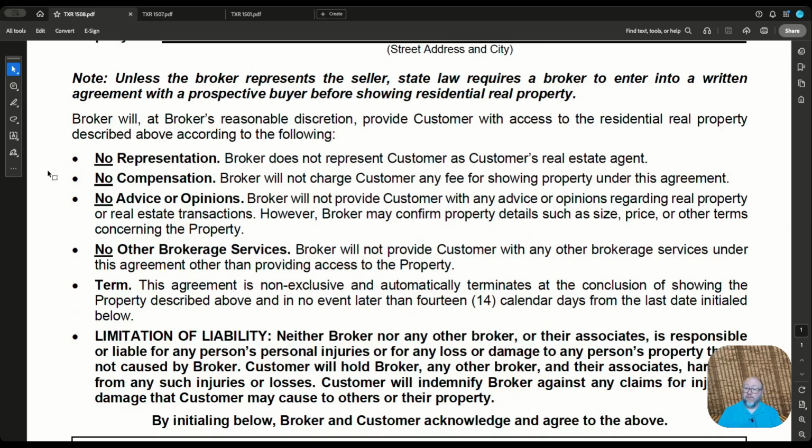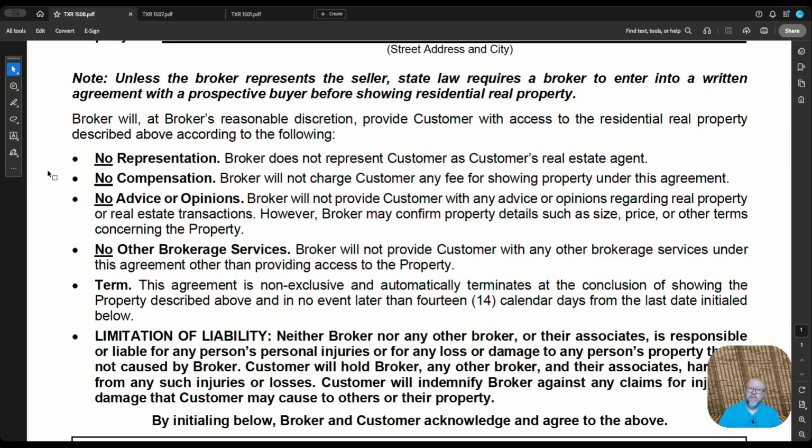We know we try to be helpful as agents, and sometimes people who are not our clients can misunderstand us and think that we do represent them. So this is saying there's no representation here. Also, no compensation. Broker will not charge customer any fee for showing property under this agreement. If you want to charge someone for showing them properties, you need to get them signed up as a client.